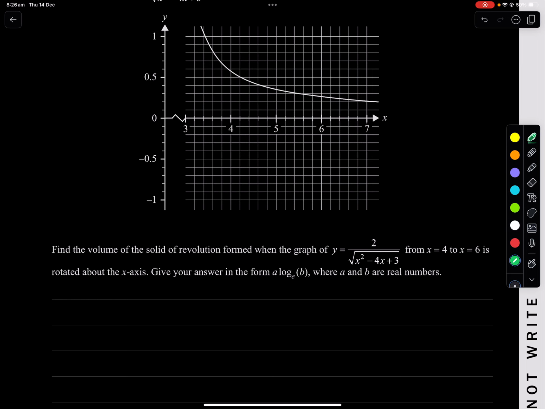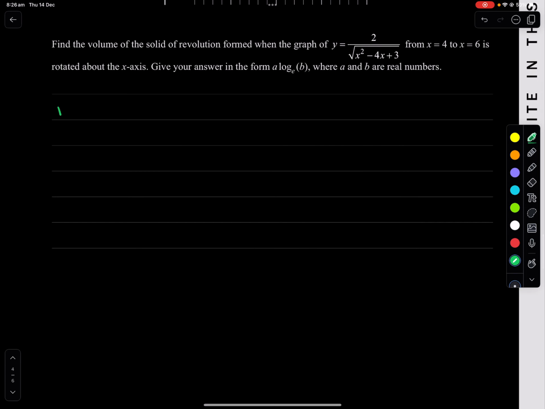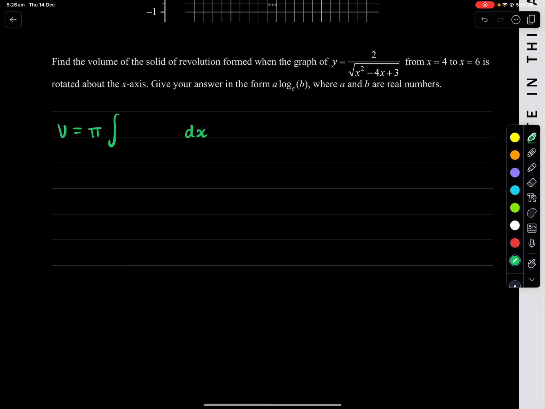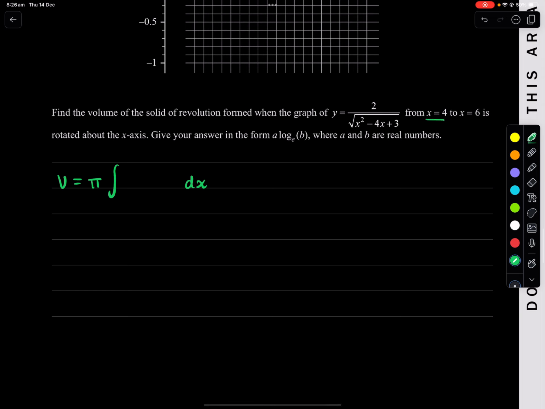So this is what you do. You're going to write volume is equal to pi, always pi, integral. Where is it being rotated? It's rotated about the x-axis, so we have to write dx here. And these terminals have to be in terms of x also, and we've already been given 4 to 6, so that's good. And now the inside has to be y squared.